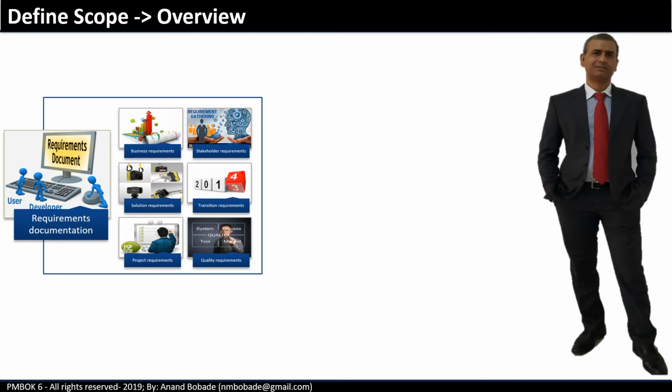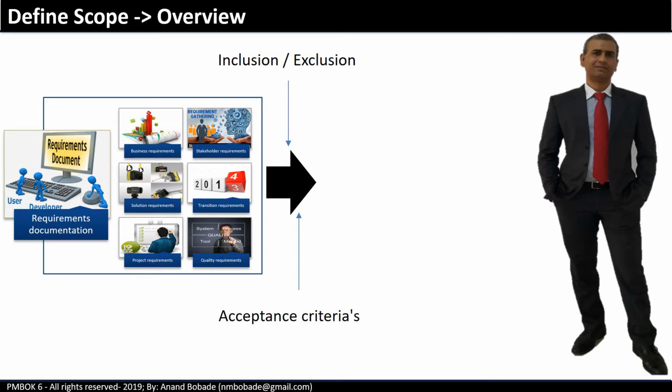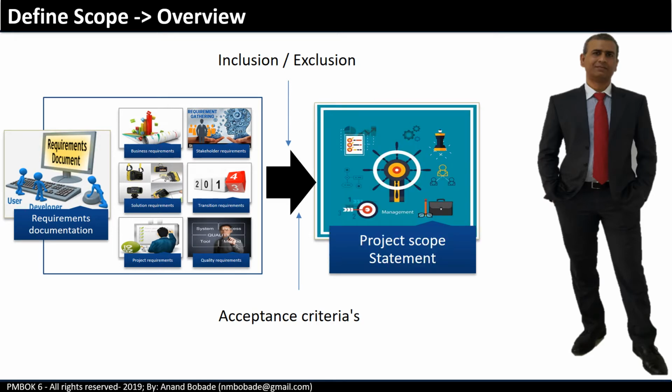Define scope process takes the final requirements and develops a detailed description of both the product and the project that will create it. It helps you to create the boundaries of a project and product by documenting what is included and what is excluded in the final deliverables. It also defines the acceptance criteria which are useful for business acceptance. All this information will be detailed inside the project scope statement, which is the output of this process.